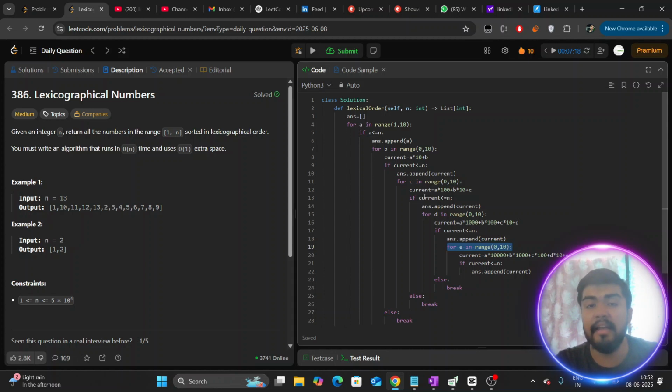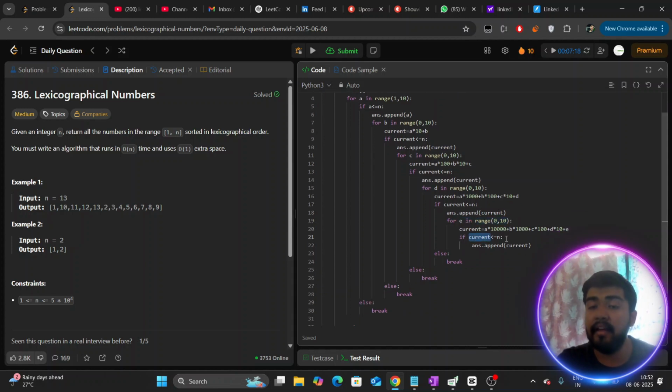Answer.append(current) for C. If that is so, then start a C loop: A times 100 plus B times 10 plus C. If it is satisfied, then start a D loop: A times 1000, B times 100, C times 10 plus D. If that is satisfied, then start an E loop: A times 10 to the power 4, B times 1000, C times 100, D times 10 plus E, right? And if that is in the boundary, then push this to your current.